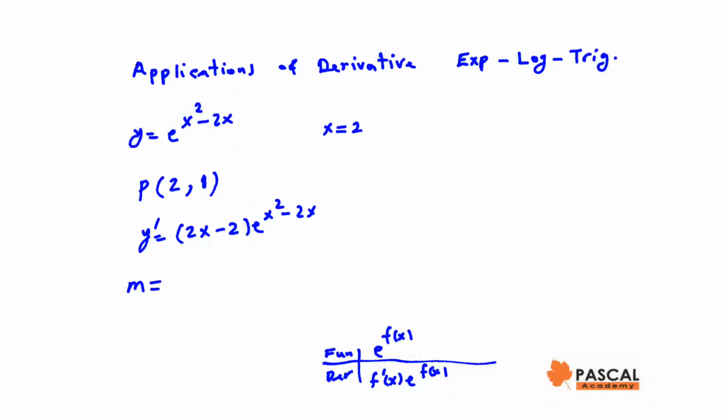The slope of the tangent line is (2 times 2 minus 2) times e to the power of 0. That's 4 minus 2, which is 2. To find the slope of the tangent line, we plug in the x-coordinate into the derivative. We know slope and point. The equation of the tangent line would be y minus y1, where y1 is 1, equals m, which is 2, times x minus x1, which is the same as y equals 2x minus 3.